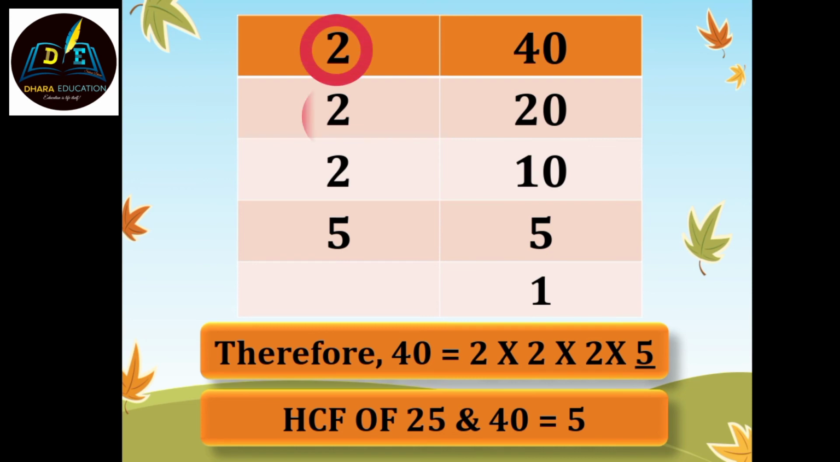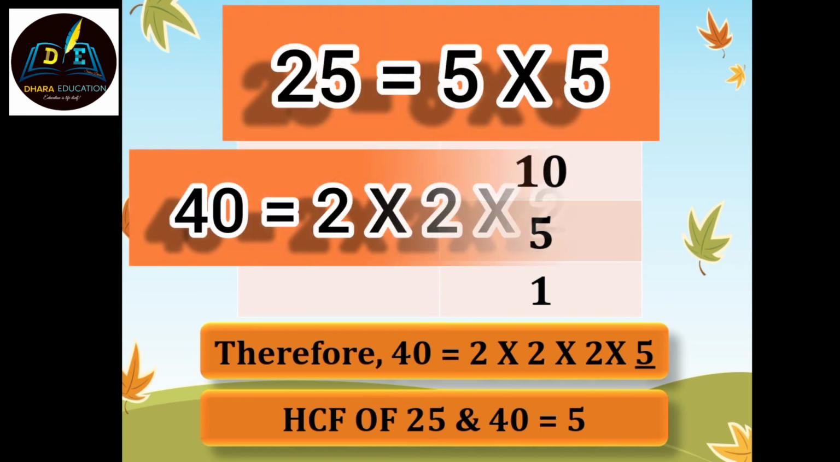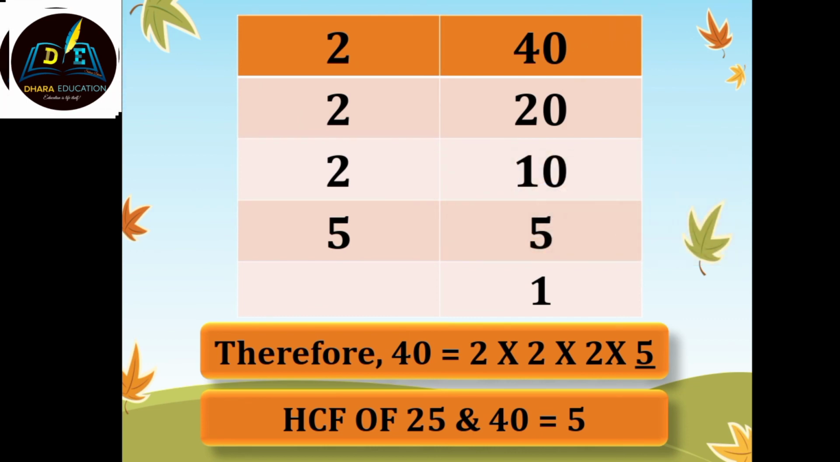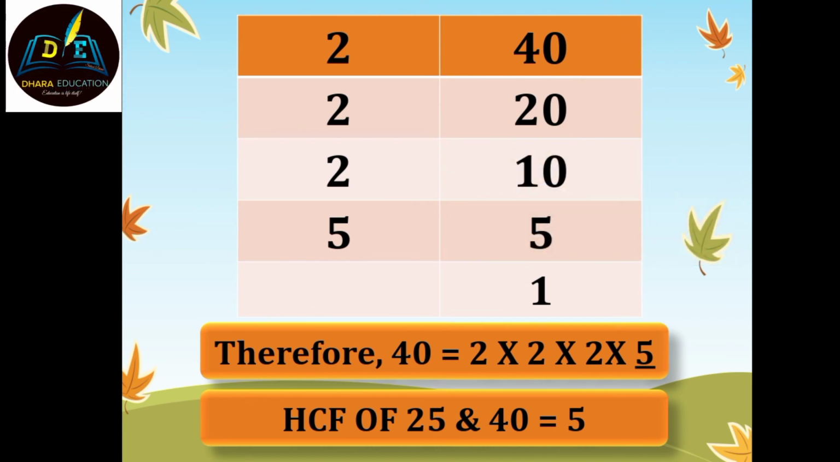So this is the end of our sum, and here we conclude by taking all the left hand side tables, that is 2 multiplied by 2 multiplied by 2 multiplied by 5. Among the first part and the second part, in both the parts we have a common number, which is 5. So the answer is HCF of 25 and 40 is equal to 5. This is the one shown on the screen. I hope you got the way to solve this exercise. It is a basic sum, that's why I have taken a little bit of time. Later on I will solve it on the screen.